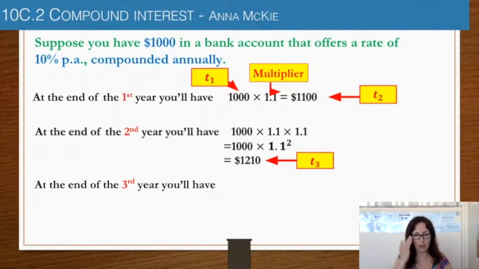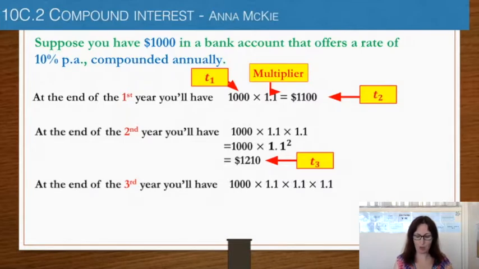Third year, to check that what we're doing is on the right track, that $1,000 multiplied by 1.1 for 3 years, which can be written as 1.1 to the power of 3, and that is at the end of our third year, so that will be T4, giving us the total of $1,331.